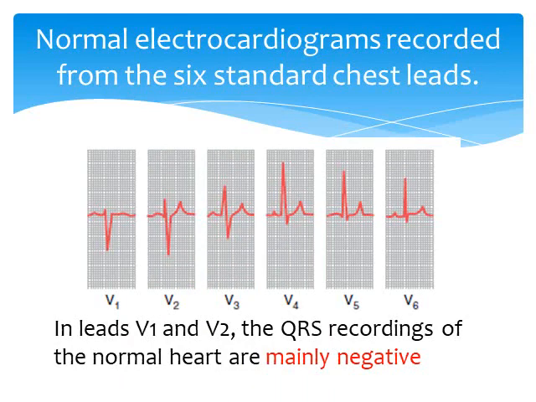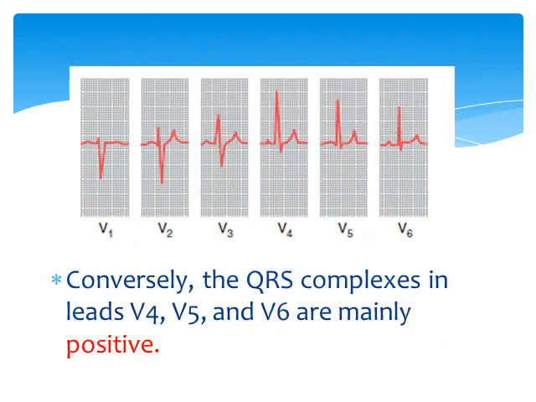In leads V1 and V2, the QRS recordings of the normal heart are mainly negative because the chest electrodes in these leads are nearer to the base of the heart than to the apex. And the base of the heart is in the direction of electronegativity during most of the ventricular depolarization process.